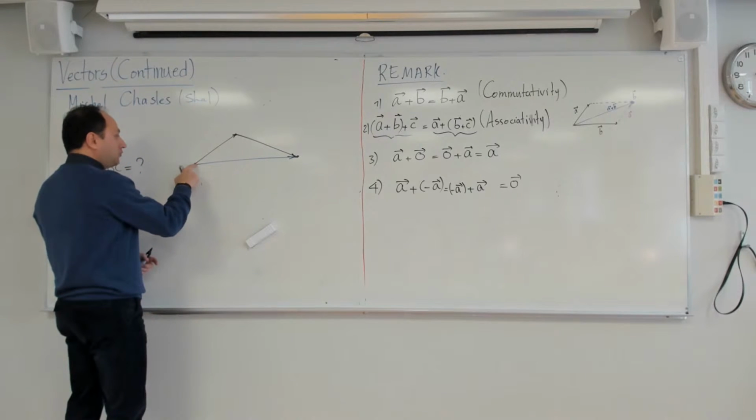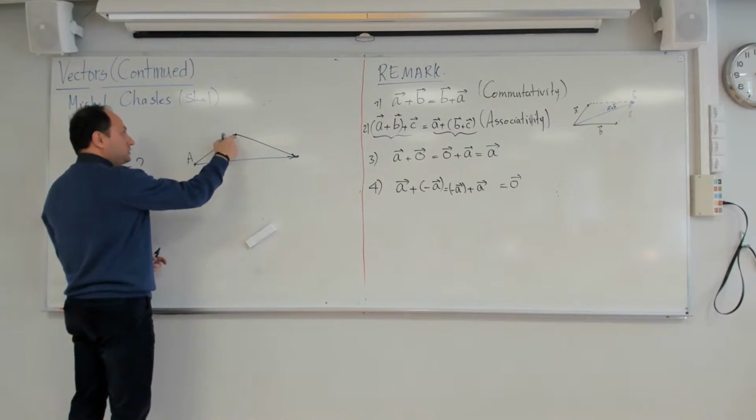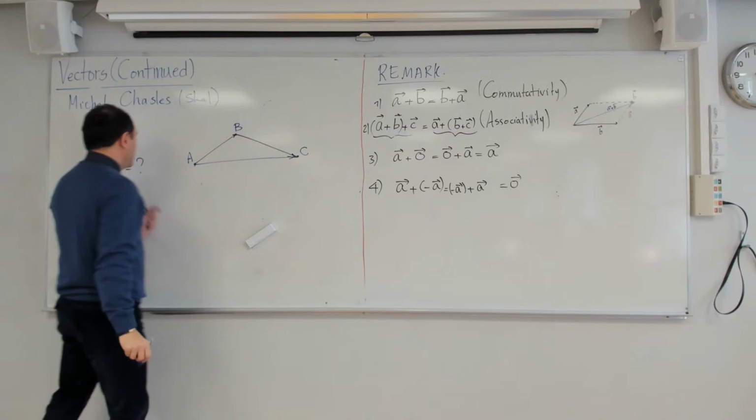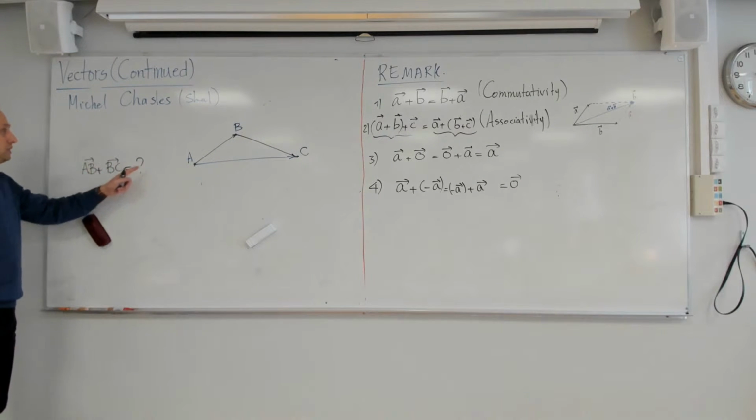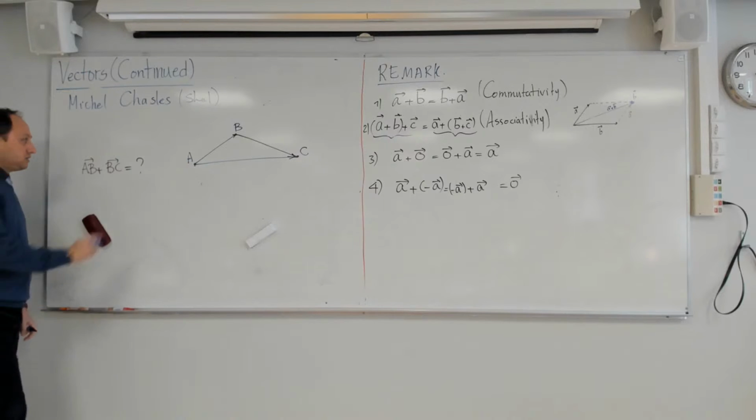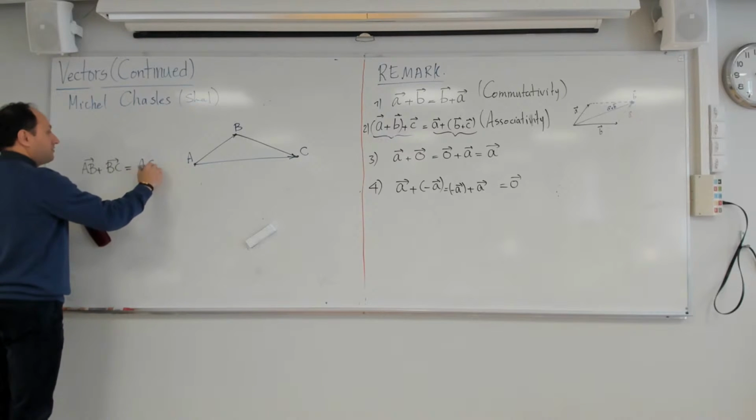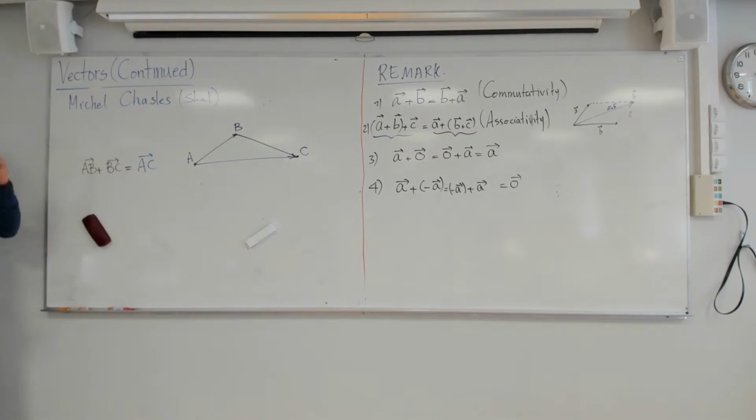Now let us go back. What was the name here? A. What was the name? B. What was the name? C. So if I ask you what is AB plus BC, what's the answer? AC. So that is a very strong rule. You can have it in this way.